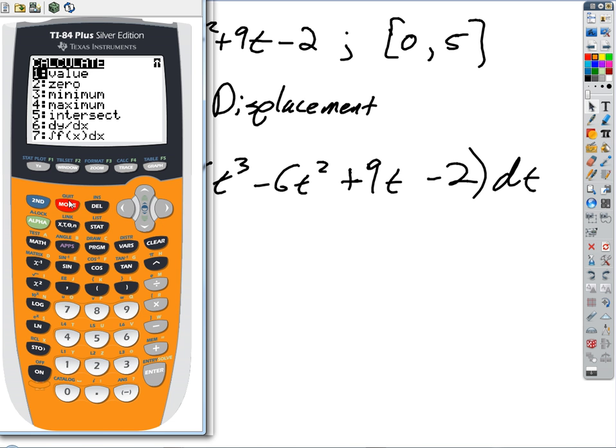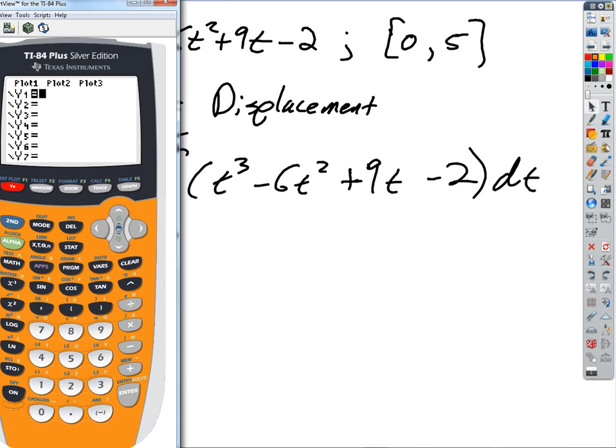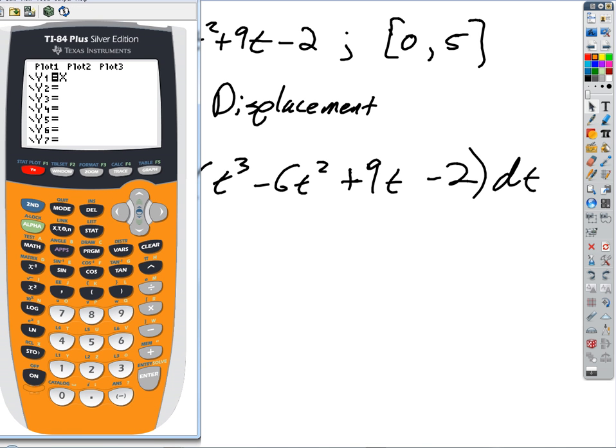When he seems like he's got a calculator, it's really cool on the back. What's our function? t cubed. So of course we'll use x, right? Our calculator's variable is x. x cubed minus 6x squared plus 9x minus 2. Okay, and all we'll do then is go to our window.